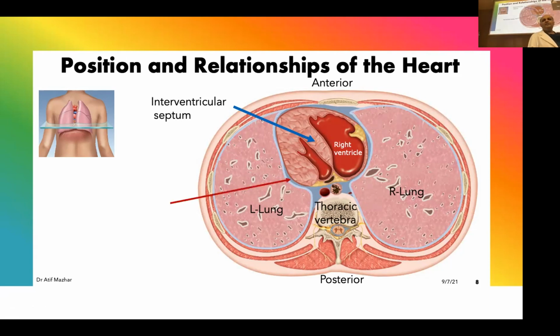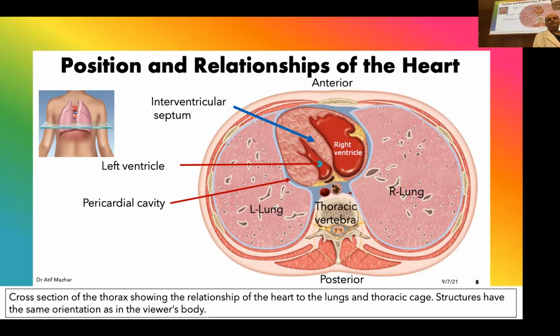Going further, this is my pericardial cavity. And this chamber, the place where I put this dot, that is my left ventricle, the cavity of the left ventricle specifically. So this is an understanding of sectioning, of how my heart is organized within my thoracic cavity from a radiological perspective.